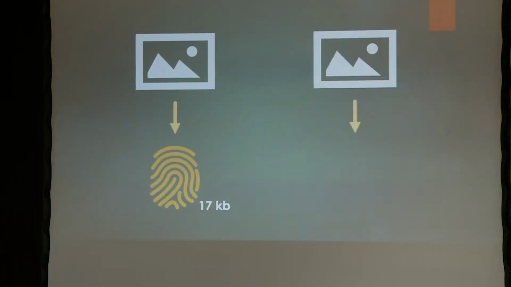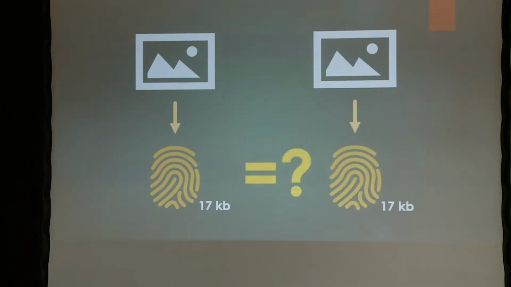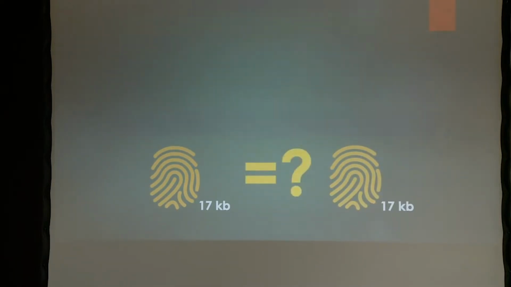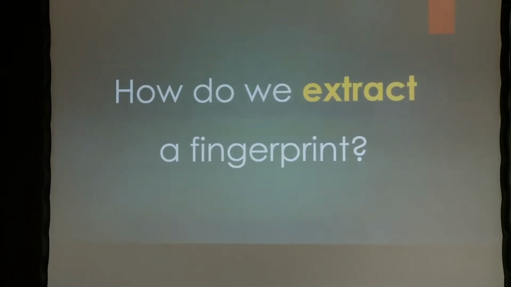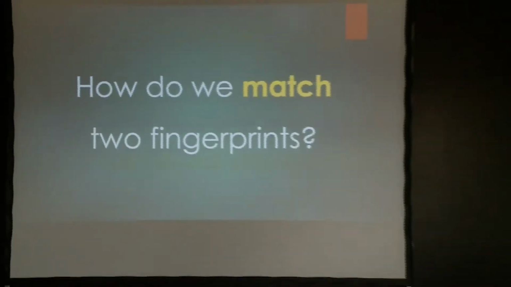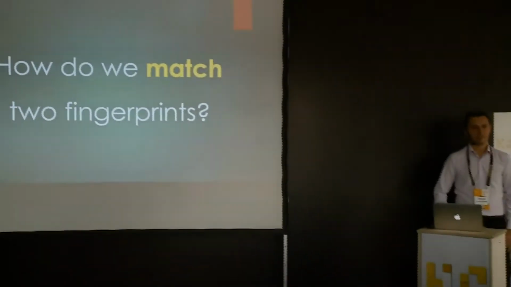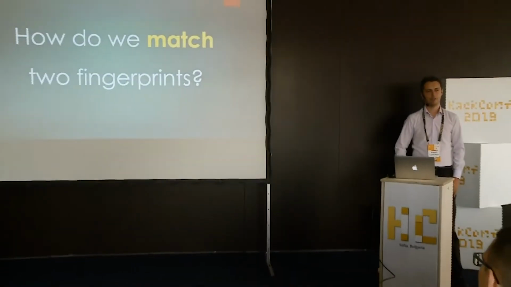We have an image, we convert it to a fingerprint that's 17 kilobytes. We have another image, we convert it to a fingerprint that's 17 kilobytes. Then we need to be able to do the equality relationship based only on the fingerprints without having the images. That's our goal. That's what we need to do today. And how exactly is a fingerprint extracted? That's the first question. The second question is, if we have the fingerprints, how can we implement the matching?